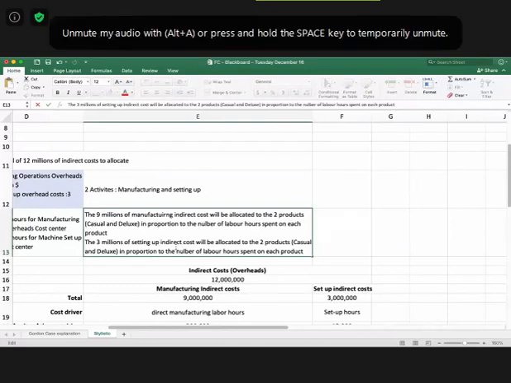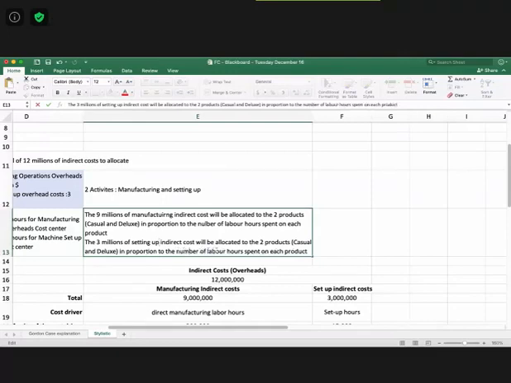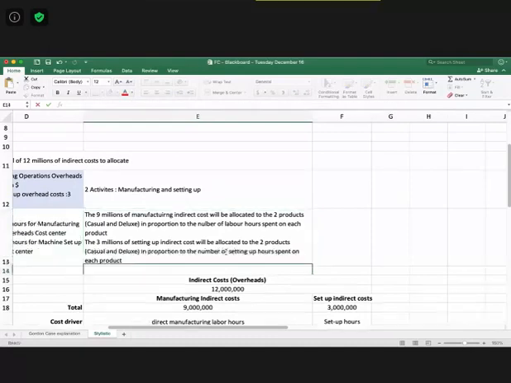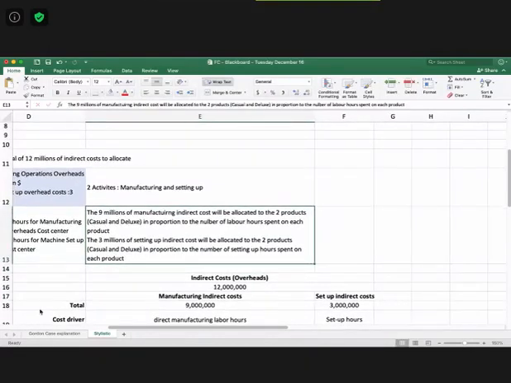So the 3 million of setting up indirect costs will be allocated to the 2 products in proportion to the number of setting up hours spent on each product.